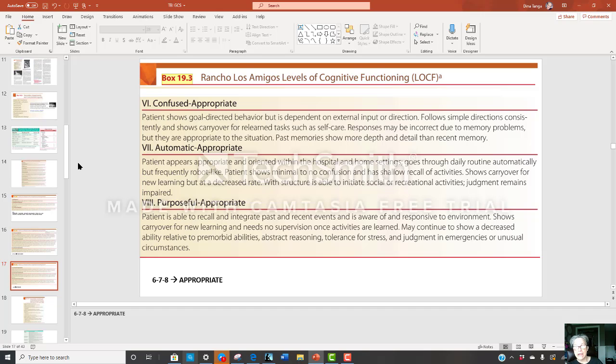Shows carryover for new learning, but at a decreased rate. It may take 10 days to get a patient to push up from the bed instead of reaching for the walker, instead of 1 day. It may take 10 days to teach the patient that those shoestrings you do not have to tie. They're elastic. You just put your foot in there. Don't untie the shoe. Don't untie the shoe. Just put your foot in there.